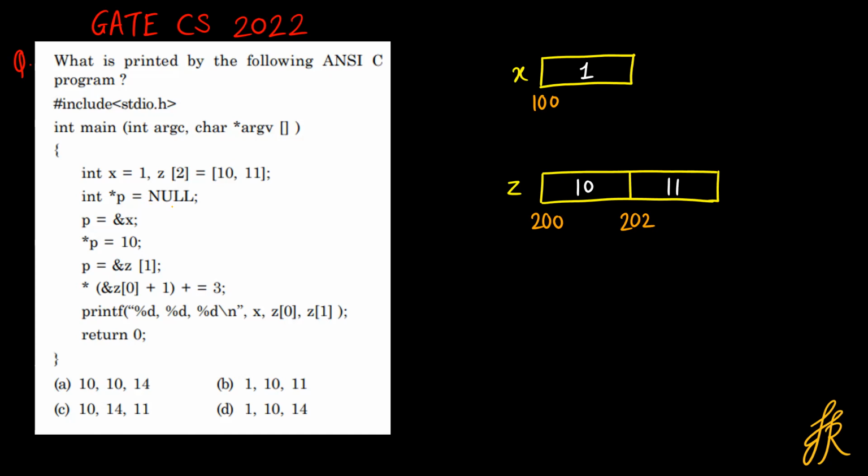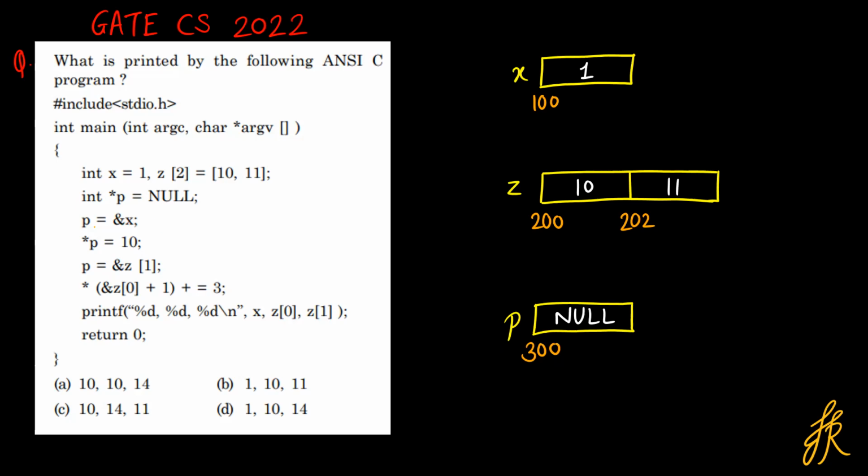So int *p = NULL. What is this *p? p is a pointer variable, because we use the star, we should get the hint that p is a pointer variable. p is a pointer variable of type integer, which is used to store the address of any integer. Right now, p is containing null. Now let's say the address of p is 300. For the sake of convenience, 100, 200, 300.